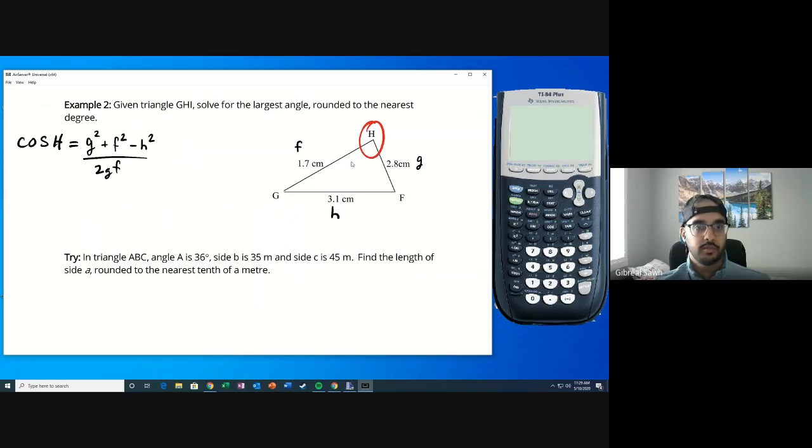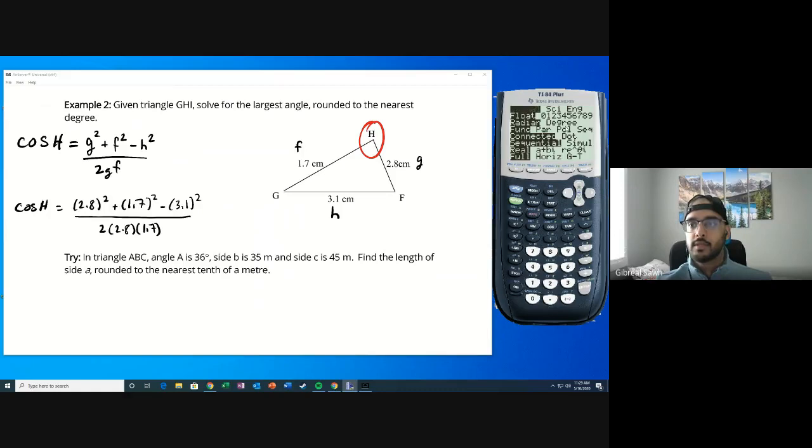So essentially now all we're doing is plugging in some numbers and evaluating this expression. So cosine of angle H equals G squared, so 2.8 squared plus 1.7 squared minus 3.1 squared, divided by 2, 2.8, and then F is 1.7. Now with all of these things, you can put them in your calculator all at once, provided you use the right amount of brackets. But you do need to be in degree mode as well. So please make sure that you put it into degree mode, and then we can go plug some stuff in.